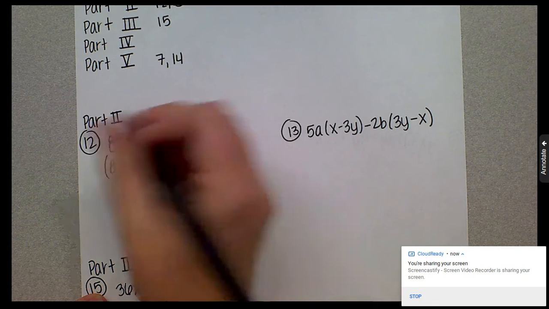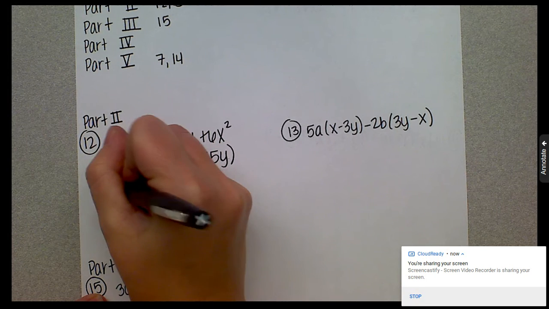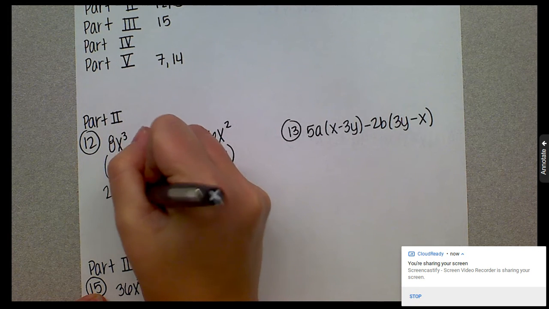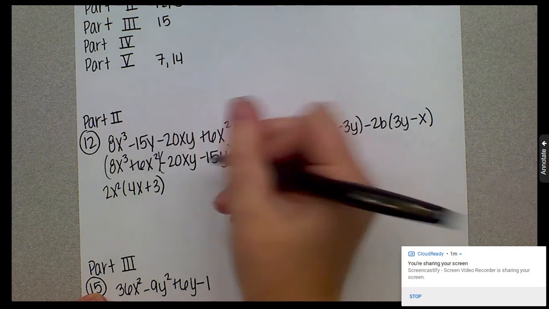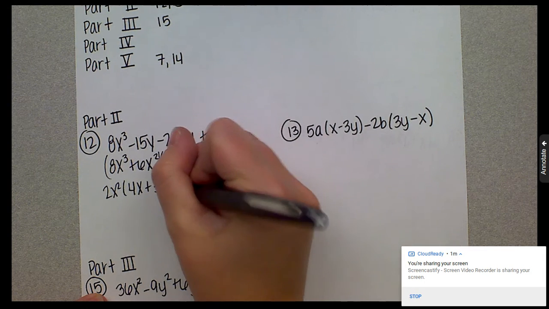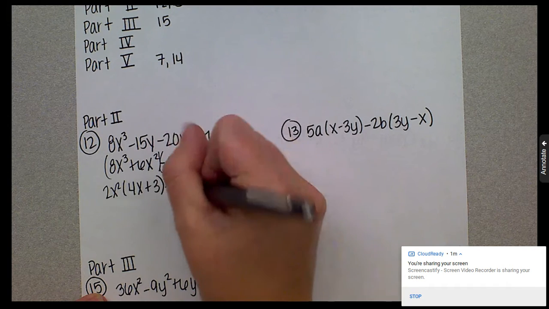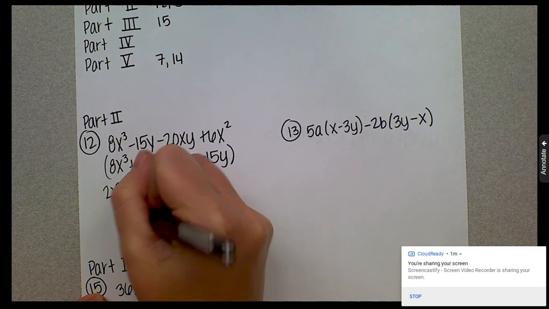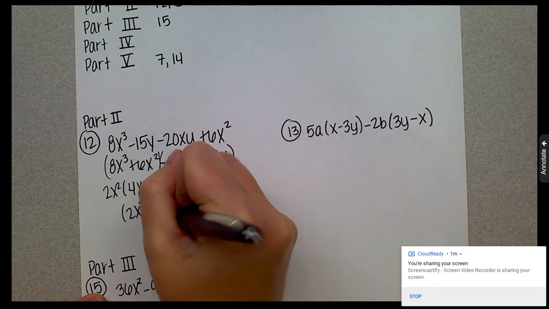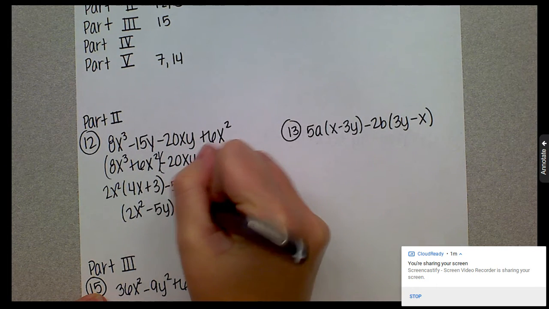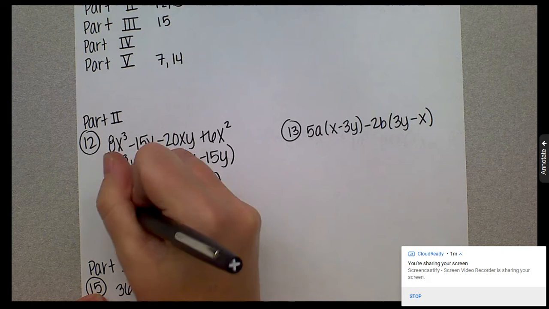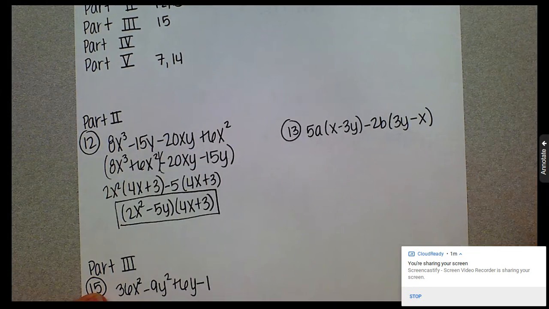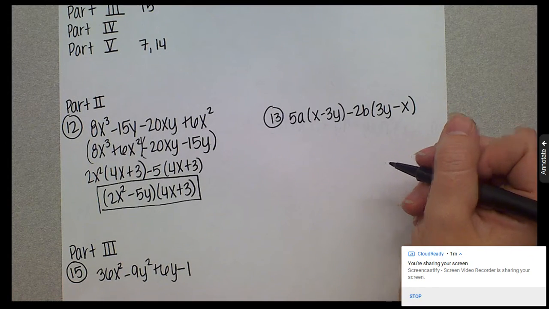In this group, the GCF is 2x squared. I'd be left with 4x plus 3. In this group, they're both divisible by 5, and I'm also going to take that negative out so the signs match, and I'll be left with 4x plus 3. And then my final answer would be 2x squared minus 5y, times 4x plus 3. So that's Part 2, number 12. There you go.